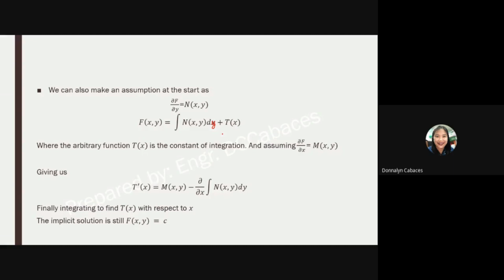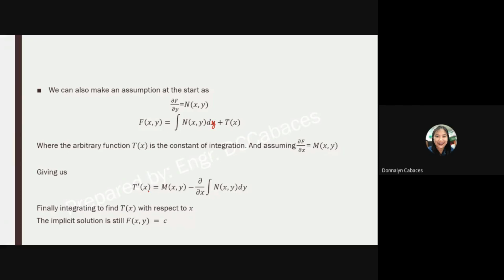And similarly, analogous to using m, you will be obtaining your t prime of x to be equal to m as a function of x, y minus the derivative with respect to x of the integral of n with respect to y dy. And you have to integrate again with respect to x to find t of x. And the implicit solution is the same as that of the previous slide, which is f as a function of x, y equal to c. Maybe you don't appreciate the method of solution presented on these two slides, what those steps or procedures mean.